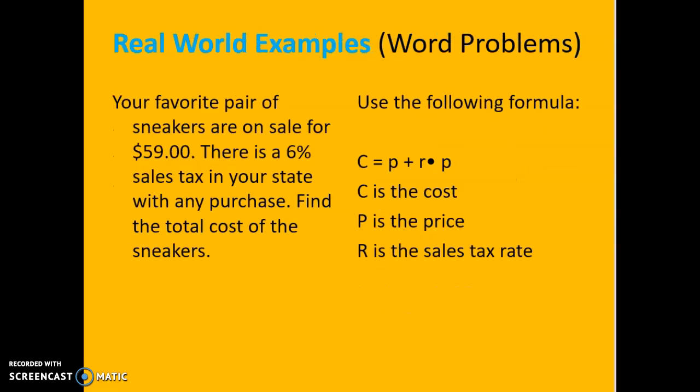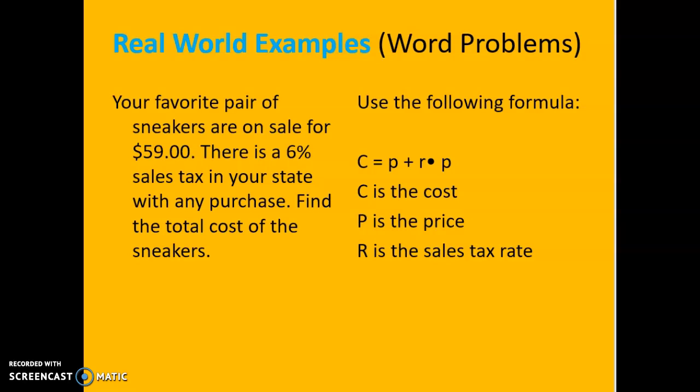Now, this idea of using order of operation also applies when you're working with a real-world problem. So I would like you to take a look at this real-world example here, and you see that we have a story problem. Your favorite pair of sneakers are on sale for $59. There is a 6% sales tax in your state with any purchase. Find the total cost of the sneakers. So the formula for calculating total cost is C, the cost, equals the price of the item plus the rate times the price of the item.